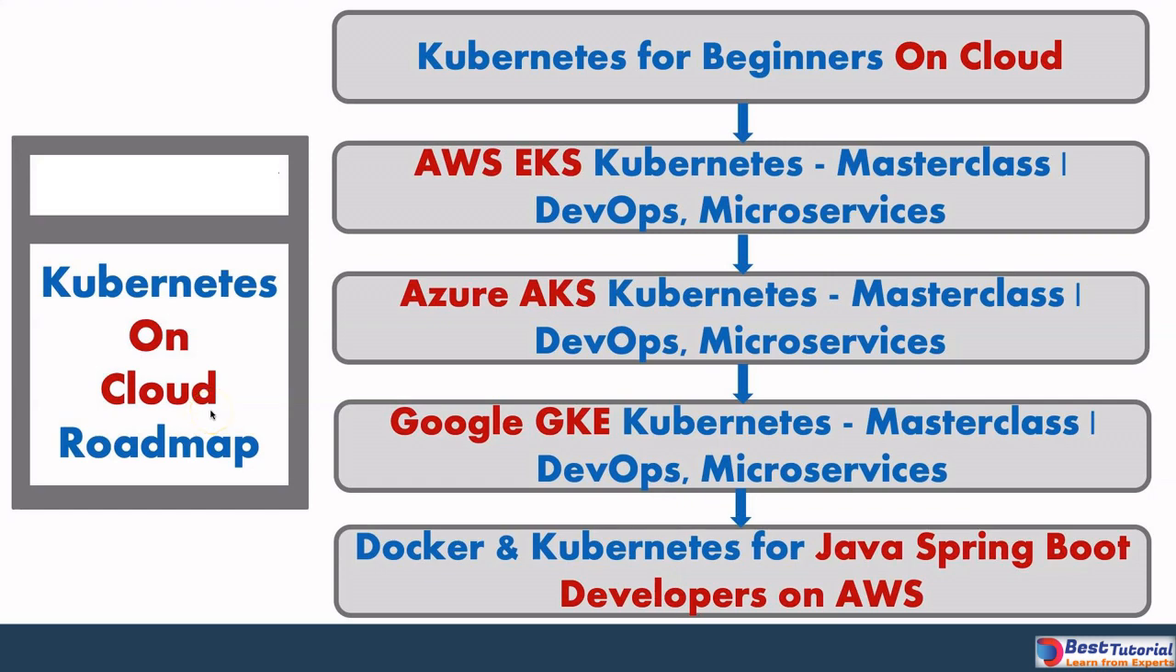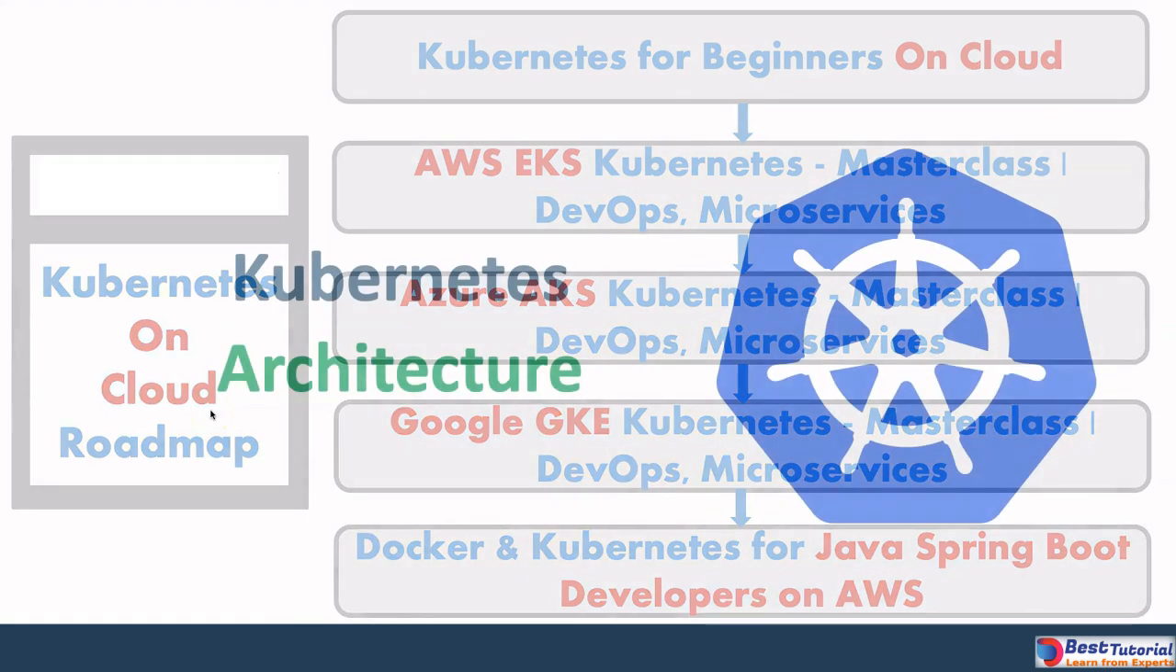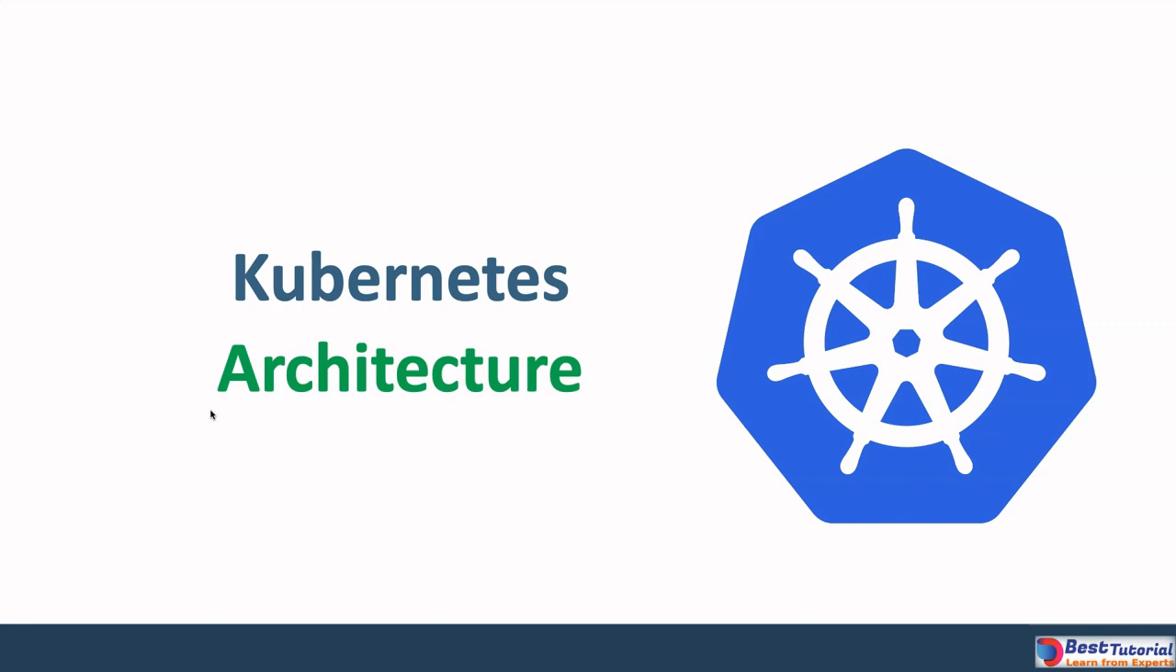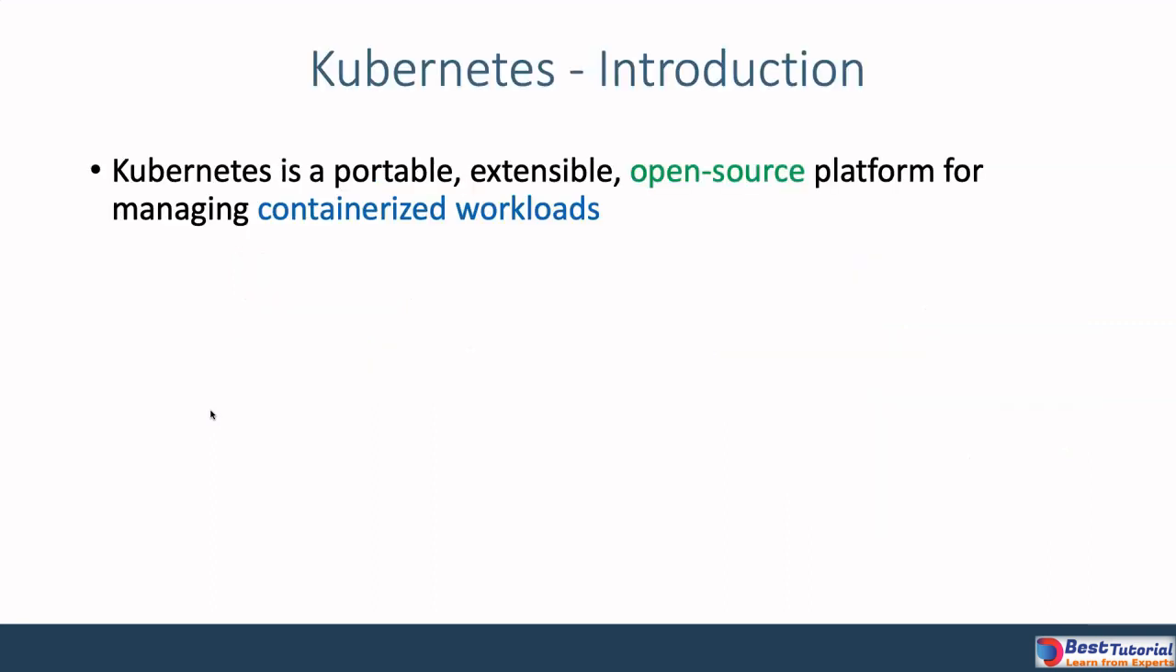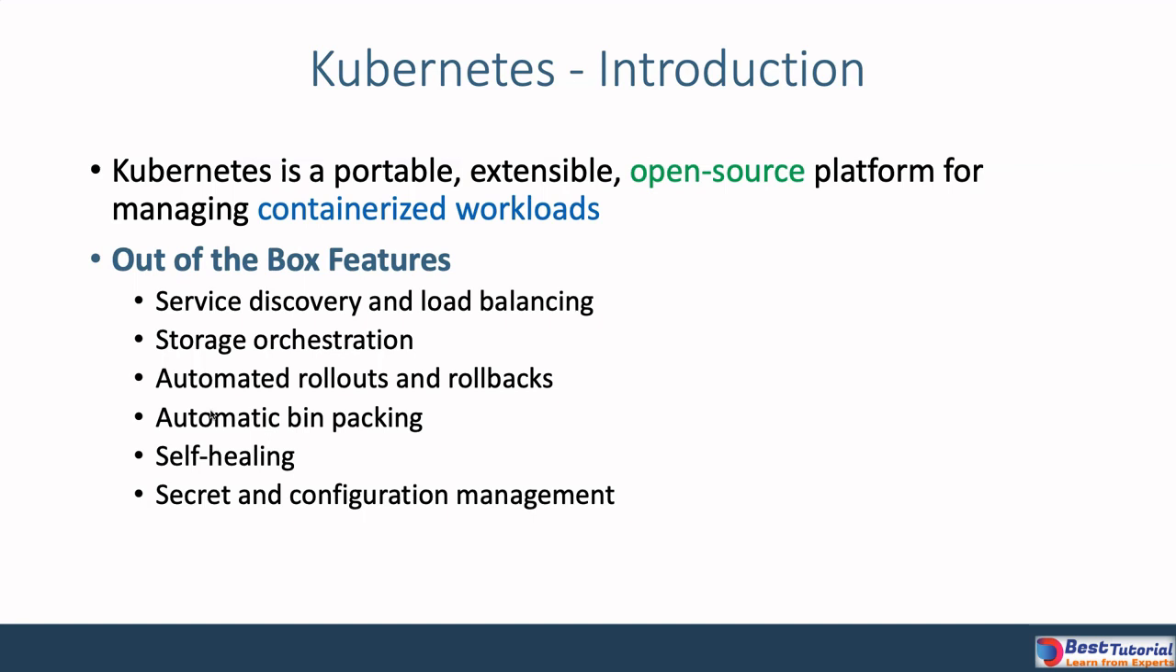Welcome back. In this lecture, we are going to understand a little bit about Kubernetes architecture. So, why Kubernetes? Kubernetes is a portable, extensible, open source platform for managing container workloads. Out of the box, the following features are available in Kubernetes: service discovery and load balancing, storage orchestration, automated rollouts and rollbacks, automatic bin packing, self-healing, secrets, and then configuration management.